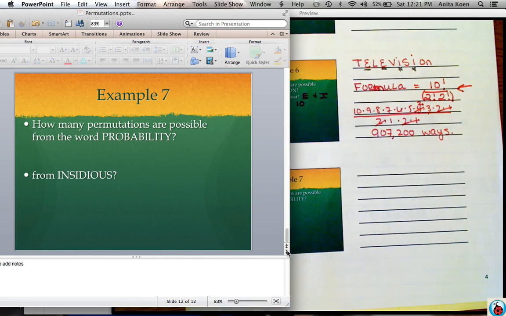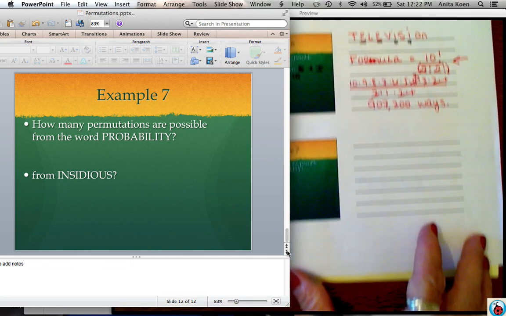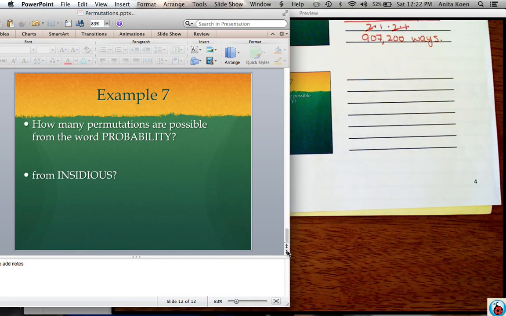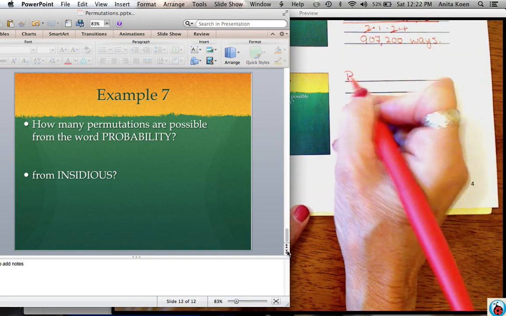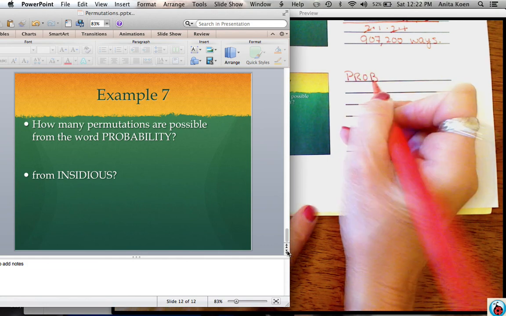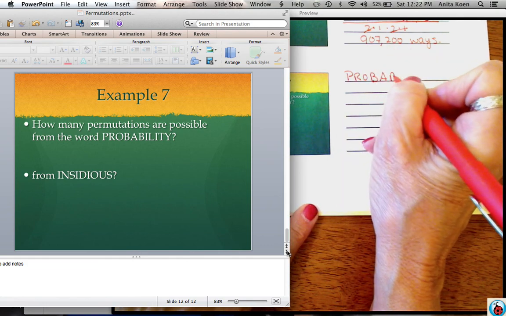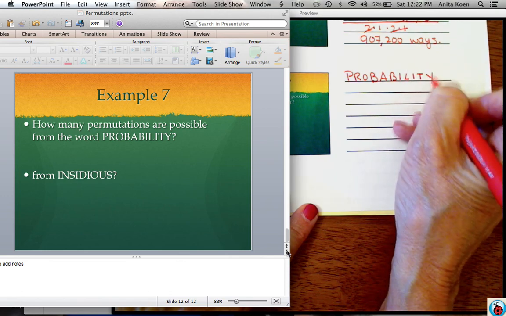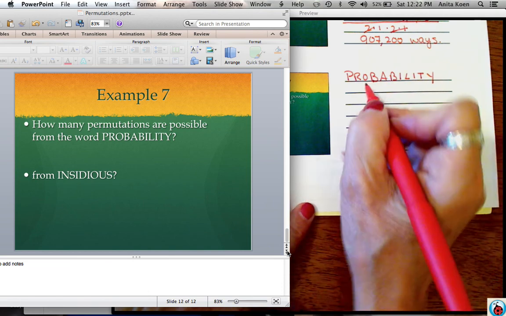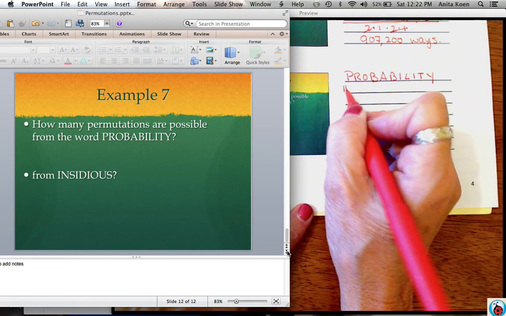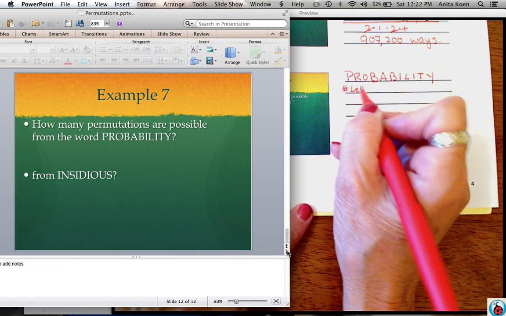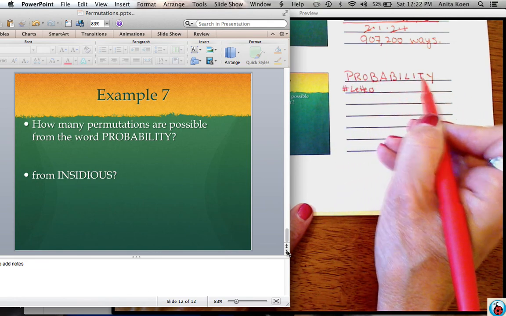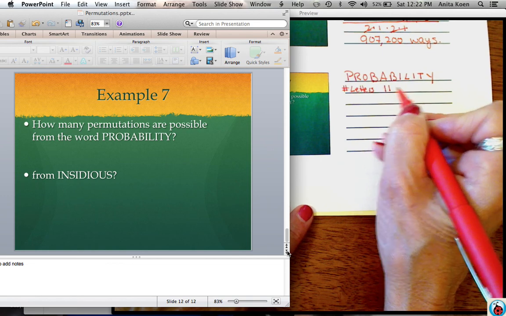Okay, so let's try another one together. How many permutations are possible from the word probability? So P-R-O-B-A-B-I-L-I-T-Y. Okay, so the first thing I want to know is how many letters? 1, 2, 3, 4, 5, 6, 7, 8, 9, 10, 11. So there are 11 letters.